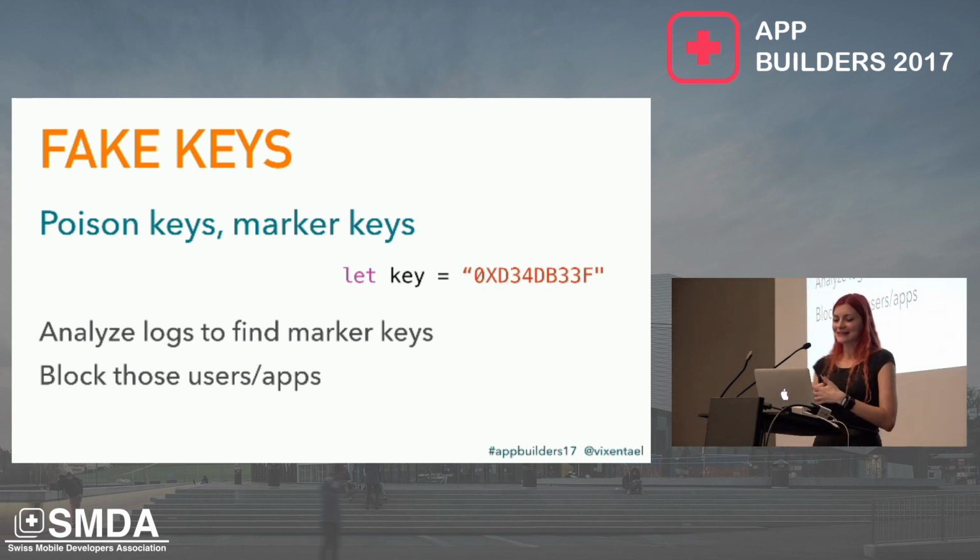Another prominent technique in the school of deception is fake keys. So make the attacker think that he is using the right key and watch the logs be alarmed. The idea is that you are putting some so-called marker keys or poison keys in your app or in your database, and during the usual life cycle, by a normal user, you don't read those keys. You don't send those keys to the server.